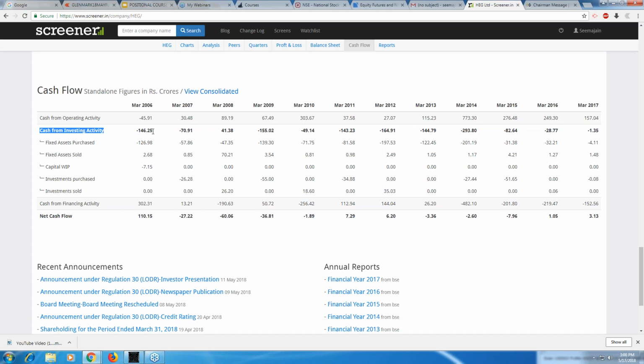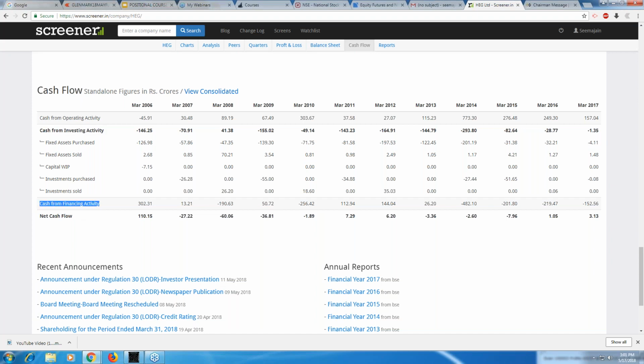So when there is a minus sign in the cash from investing activity, it is supposed to be fine. Why? Because what are they spending money in? They are spending money in purchasing fixed assets, right? You can see they have been consistently buying fixed assets. Fixed assets are being sold, very negligible. Capital required for work in progress, they don't need much. Investment purchased, they've been done all the purchasing. Investment sold, nothing, right? So this is cash from investing activity.